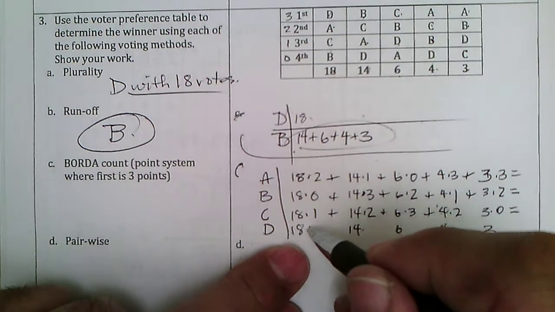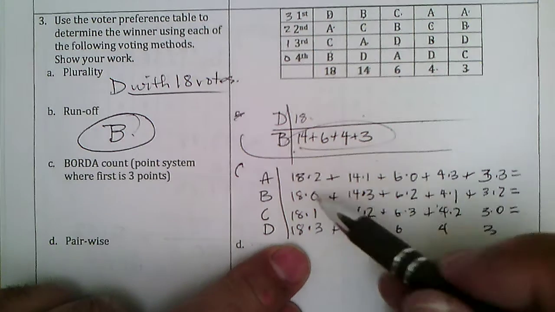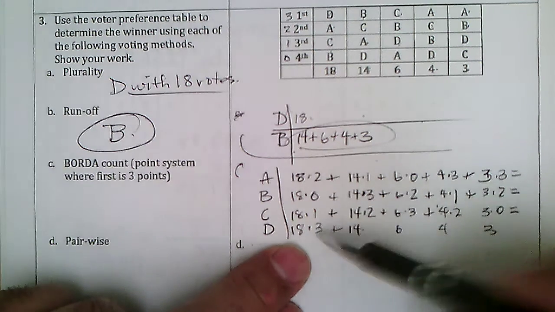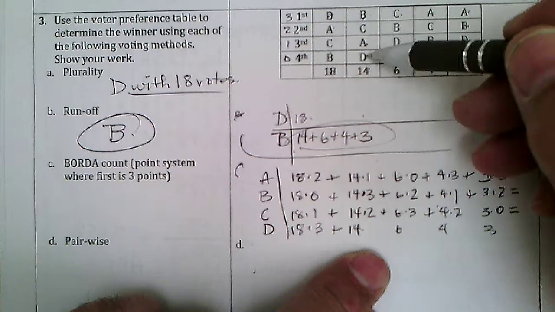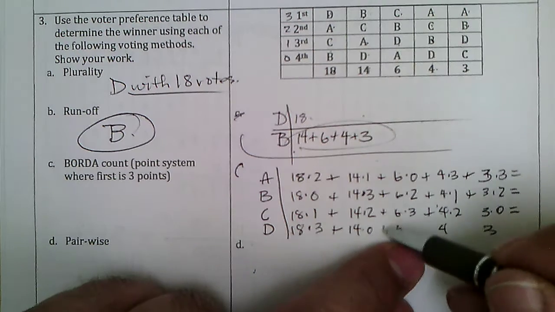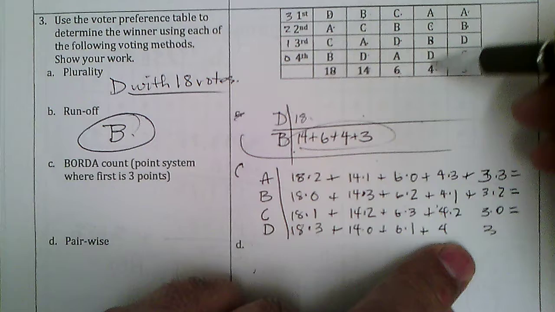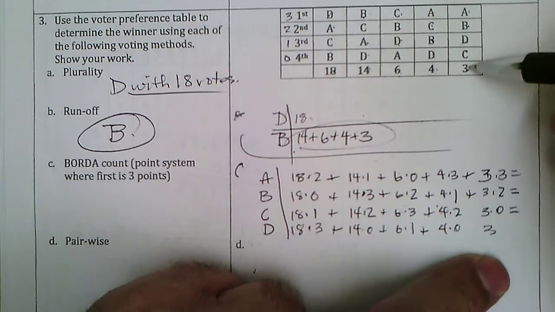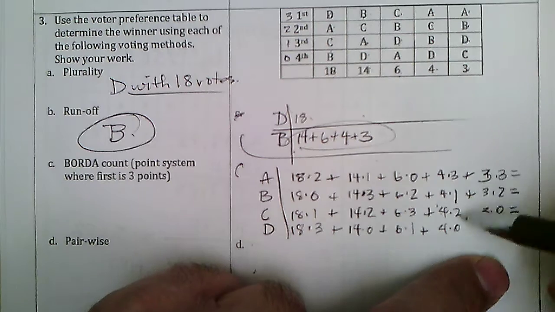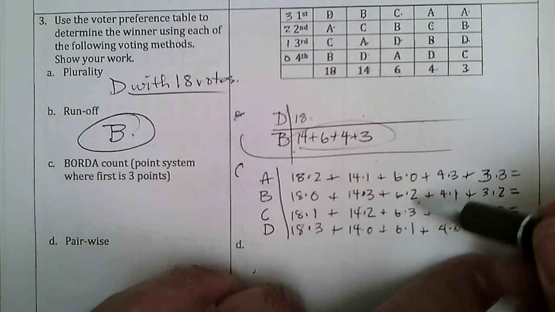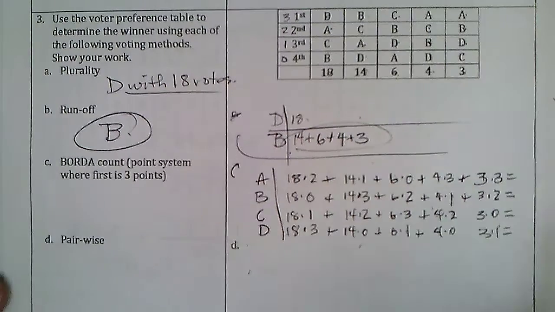And then the last one, we've got 18 for D times 3, plus, see now I can notice I got 0, 1, 2, 3, so I got them all there. Then 14 times, this is for D, that's 0, plus 6 times 1, plus 4 times 0, plus 3 times 1. So work these out and we can figure out who the winner is there by the most points.